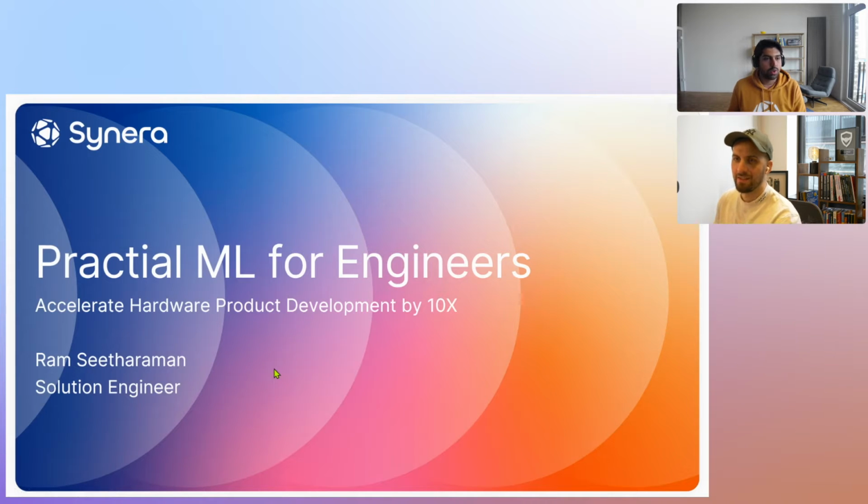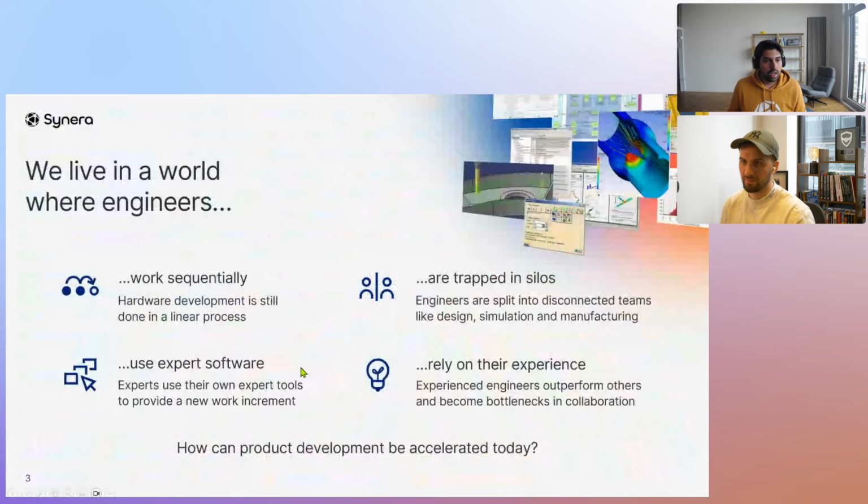Before we talk about how to solve, I just want to talk about the problems, or why we need to think in this direction as engineers. And it's basically because of the current status of engineering tools and engineering processes. So right now, a lot of work, especially in hardware product development, is done sequentially. So it's still a linear process, even though there are a lot of non-linear iterations.